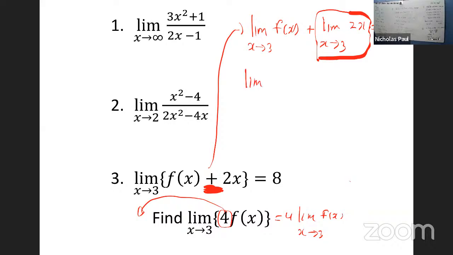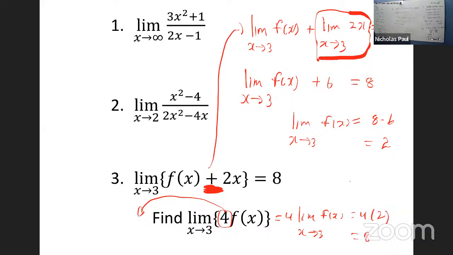So what we really have here is the limit as x approaches 3 of f of x plus 6 is equal to 8. So what does that say about the limit earlier? The limit is how much? The limit is 2. All right, so the limit of f of x as x approaches 3 is 2. Now you wrap it up there. 4 by 2, that's 8.